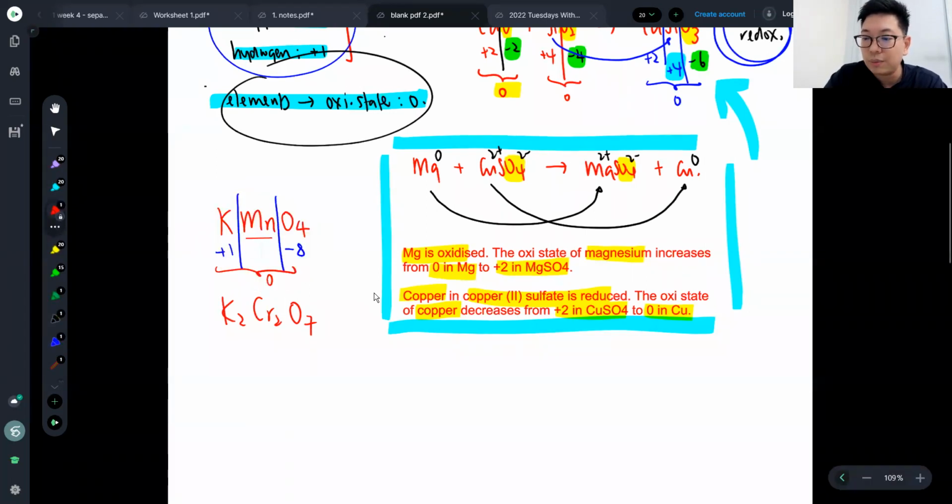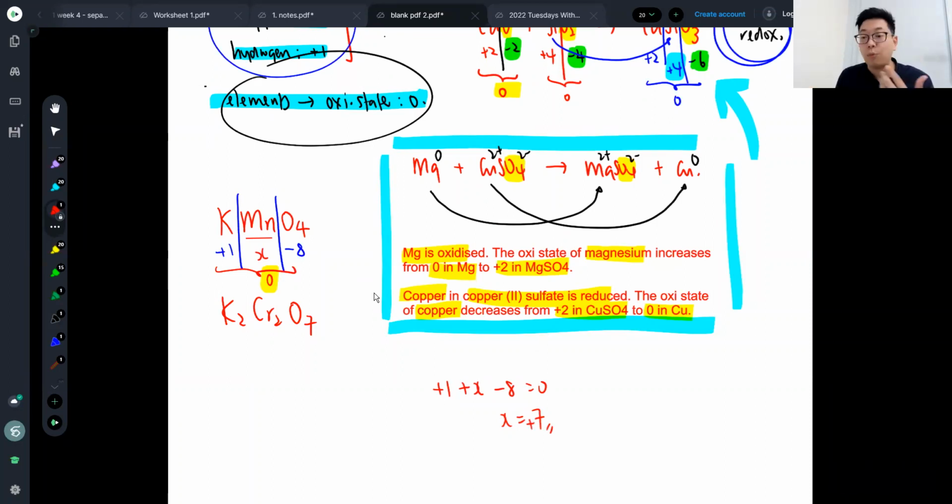If you don't know what the middle number is, you can let this be x. Then I know that +1 plus x minus 8 must be 0. The overall charge must always add up to 0, so x is +7. Then you use algebra. If algebra still cannot work, then the answer is 7, but oxidation states must have a plus or minus sign, so put the plus sign there. I hope that helps, number one.